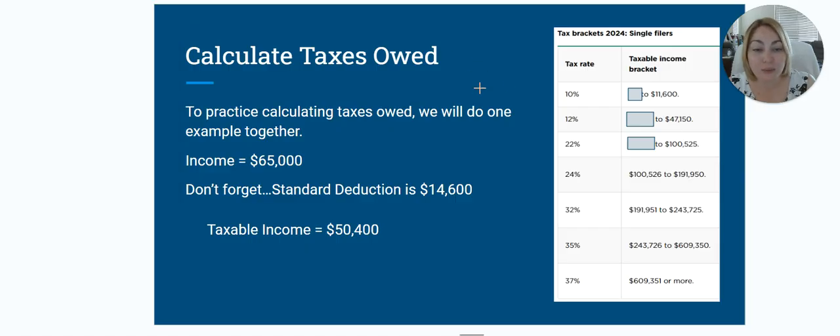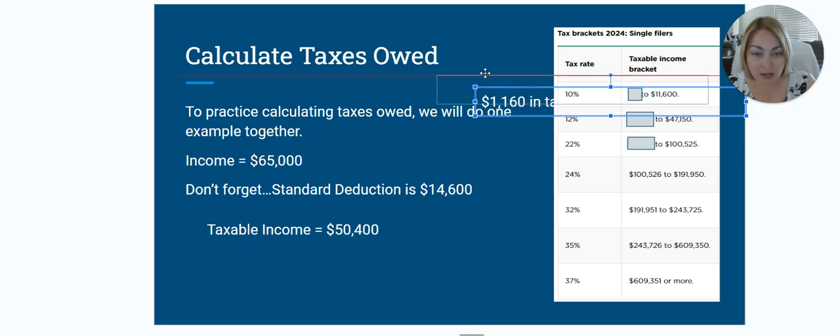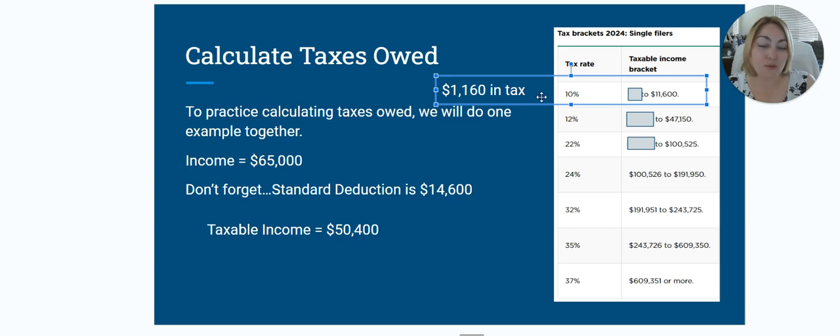I'm going to grab a quick text box, and we're going to type in $1,160 in tax, and I'm going to put that right here. There we go. So that's the first bracket, okay? Now, the 12% bracket fills up at $47,150. Oh, so Miss Nelson, would I take $47,150 and multiply it by 12%? You might think so, but here's the kicker.